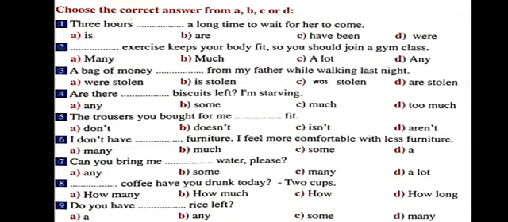Some more exercise. For example, 1. 3 hours, a long time to wait for her to come. 3 hours here is, are, have been, were. 3 hours is just one period of time, so it is singular as.